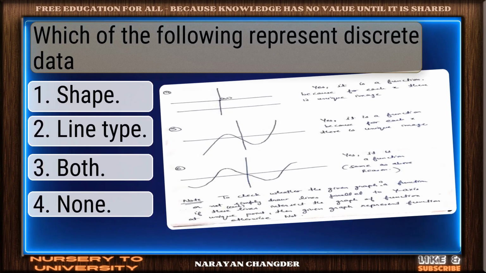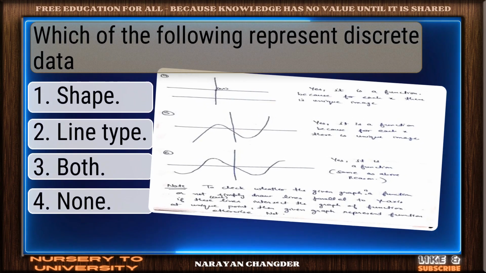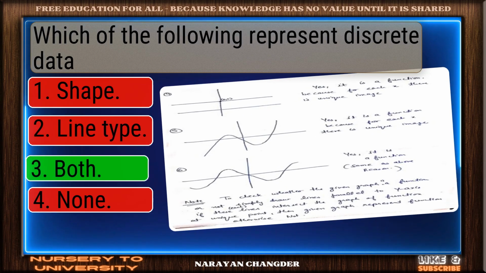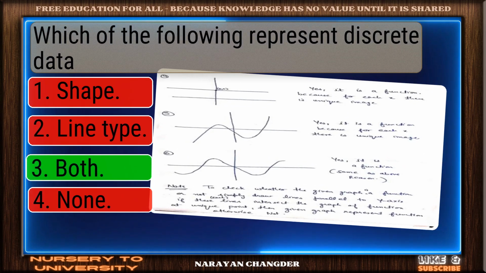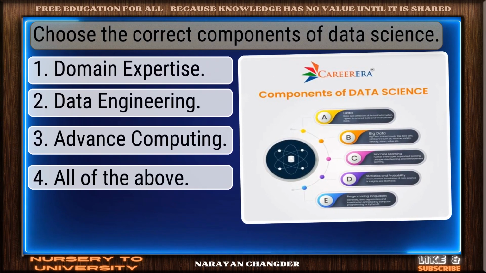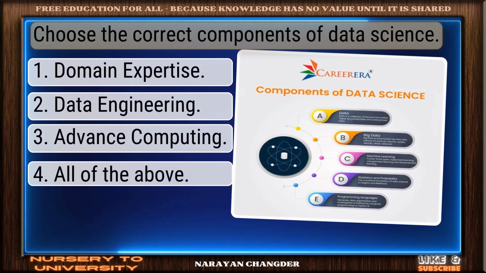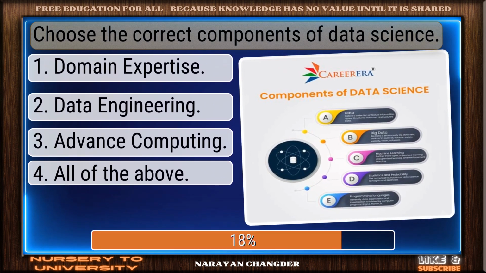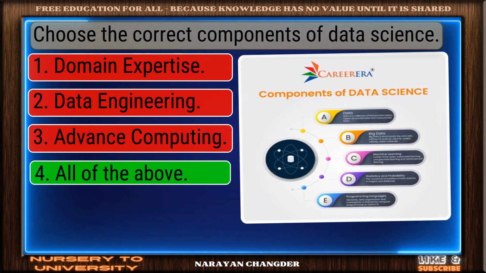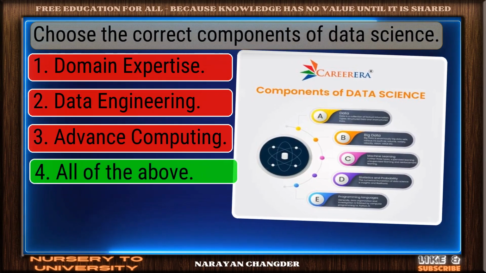Question number 27. Which of the following represent discrete data? Nice work. You chose both, and it is correct. Question number 28. Choose the correct components of data science. Perfect. All of the above is the correct choice.